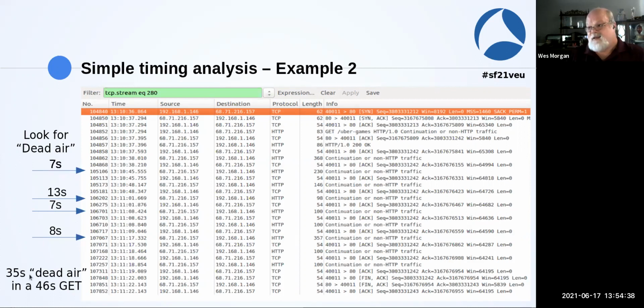So I said this was a 46-second conversation and a single HTTP GET request. 35 seconds were dead air. That would be a case where I go back to the applications team and say, is this expected behavior? Right? We're adding 35 seconds of overhead to this conversation, to this transaction. Is that necessary? Is there anything we can do to optimize that at the application layer?